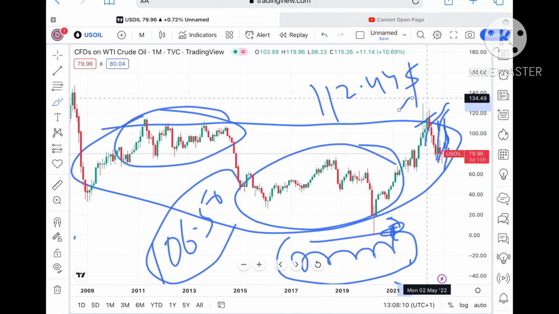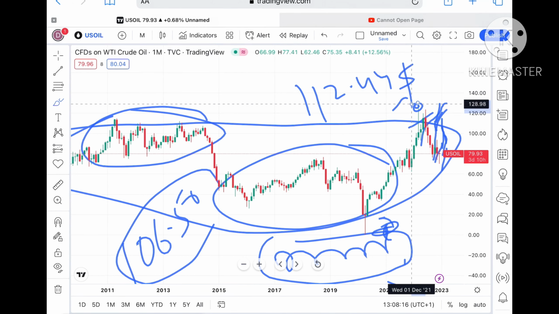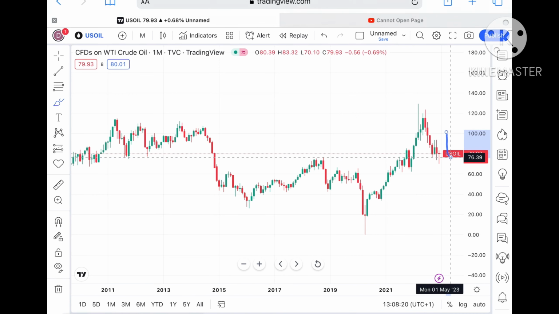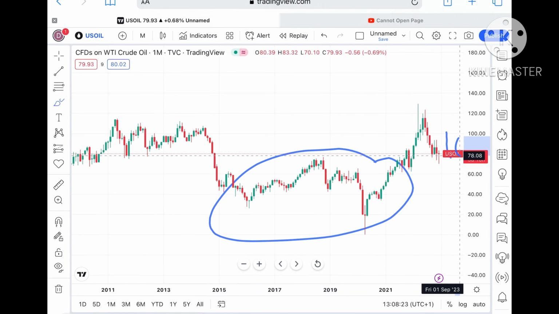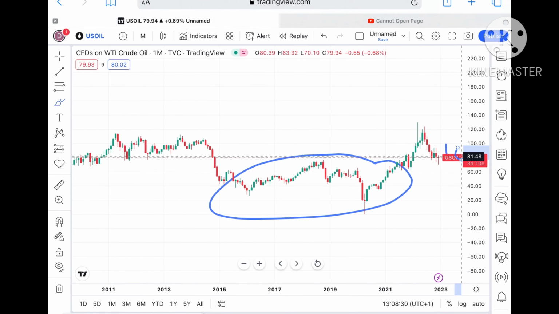So you have to understand that once it sustains above a level of 120, then chances of moving further upside are there and it can cross this particular zone. But if the price doesn't sustain this zone, then it will move in this particular zone. As of now, what we can see is that 77.24 is a strong support.